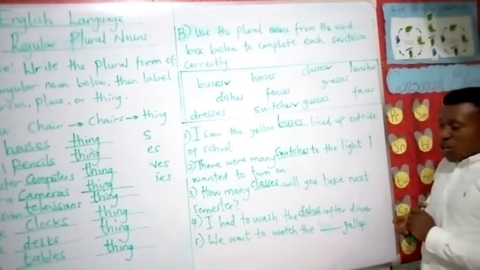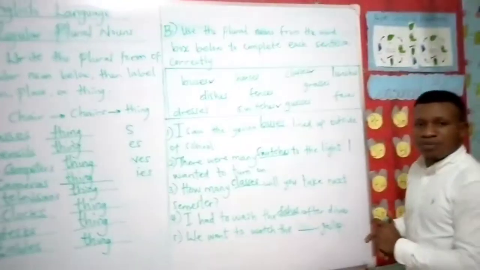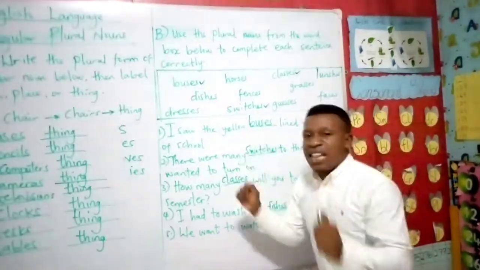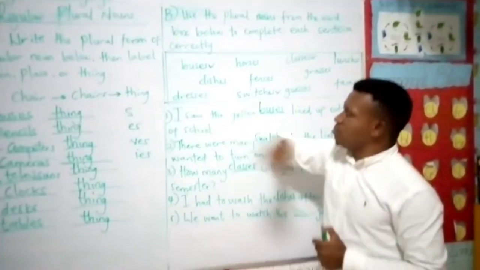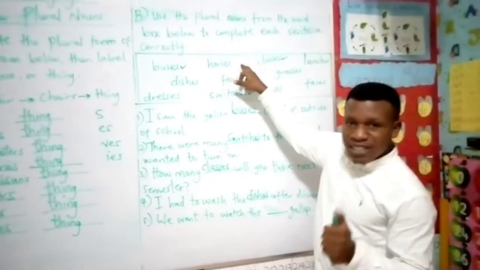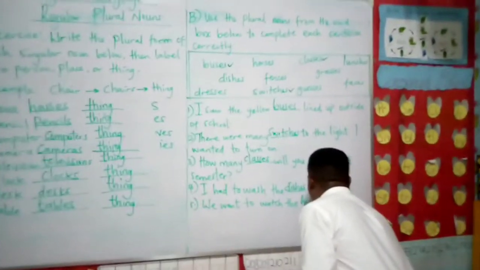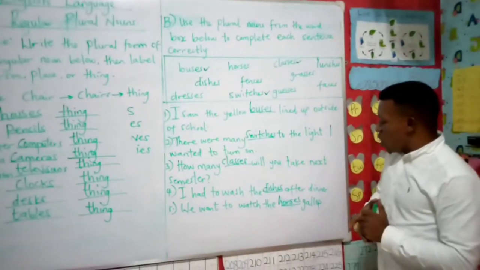And the last one here, number 5. We went to watch the dash gallop. What gallops from the words we have in the box? Buses, dishes, dresses, horses. Fantastic. Horses gallop, or a horse gallops. So we went to watch the horses gallop.